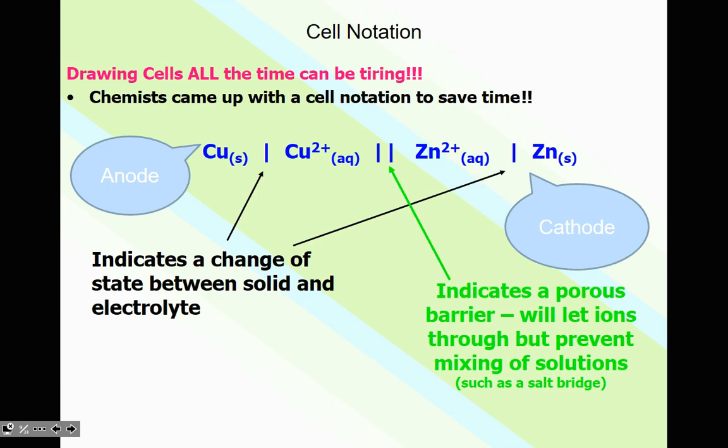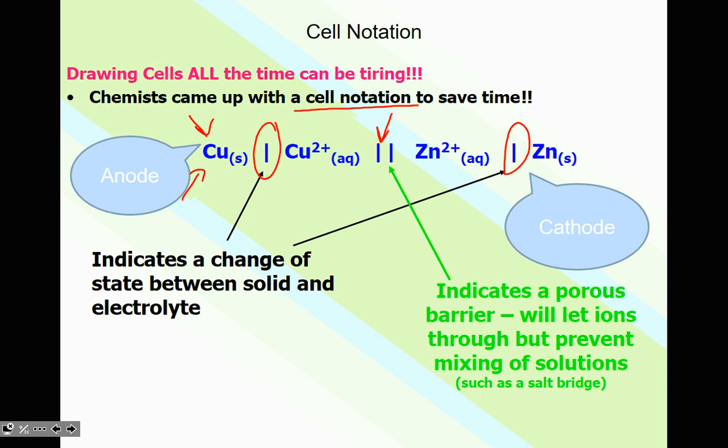Just cell notation. Drawing cells all the time can be tiring, so scientists come up with something called cell notation. We start off with the anode. You can figure out where the anode and the cathode are just by using your redox table. This straight vertical line, and I'm kind of reviewing, indicates a change of state between solid and electrolyte. And we have another one of these.